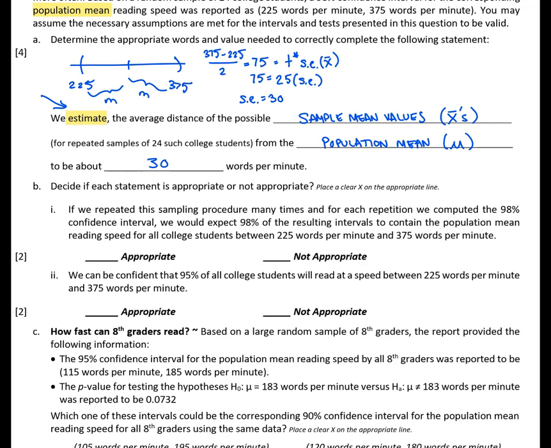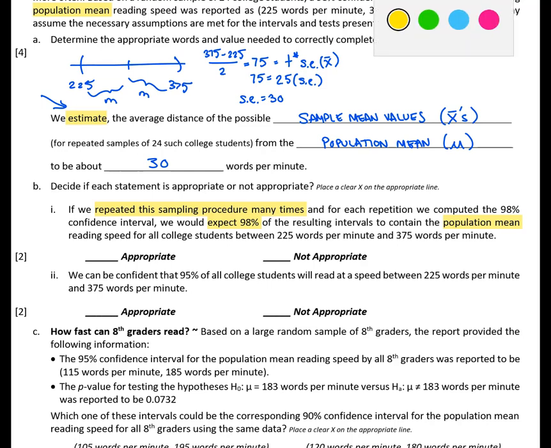So when we read through this, the beginning of the statement, we know because we're repeating this many times, they're going for the interpretation of a confidence level. If we keep reading, they talk about computing the 98% confidence interval for each repetition, which is great. And they say that they would expect 98% of these intervals that they've created to contain mu, the population mean. So up until this point, this is a great interpretation for a confidence level.